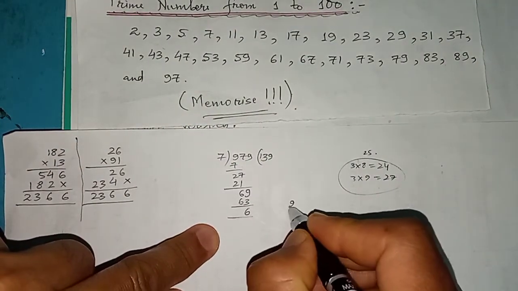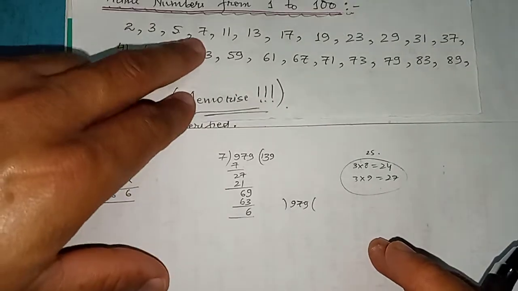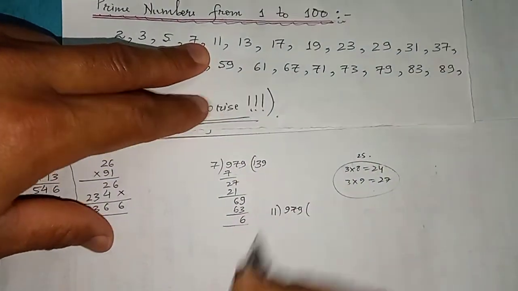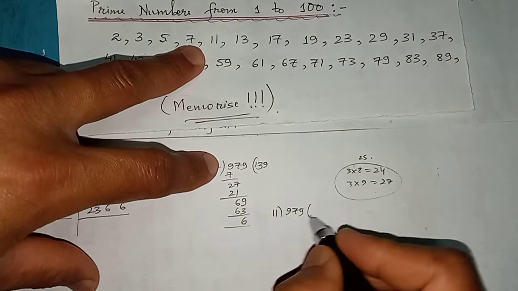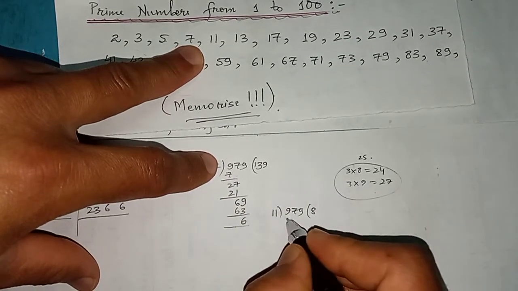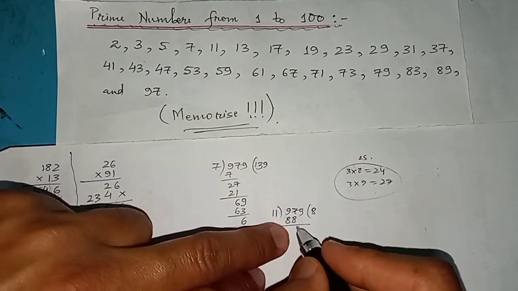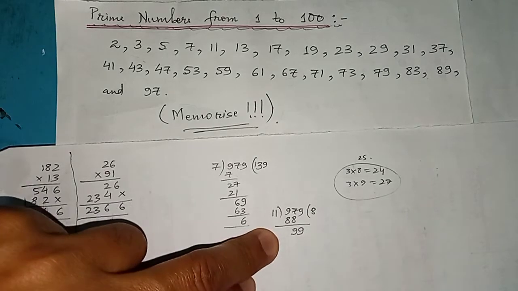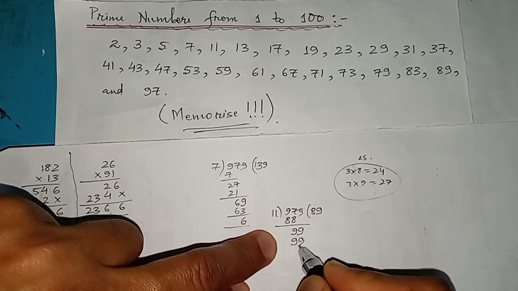So let us divide 979 by the next prime number. By 7 we are not able to divide. Now let's try 11, because the next prime number is 11. So 11 is a table you know. 11 8s are 88, so 17 minus 8 is 9, and this 9 is done. And then 11 9s are 99.